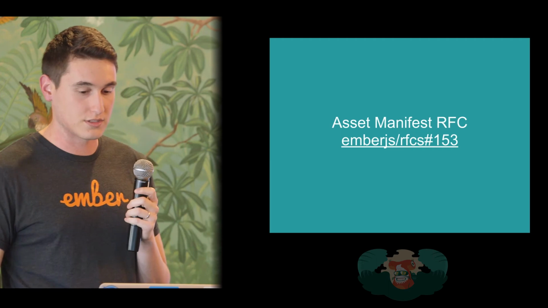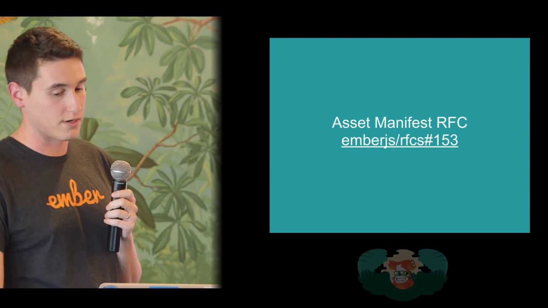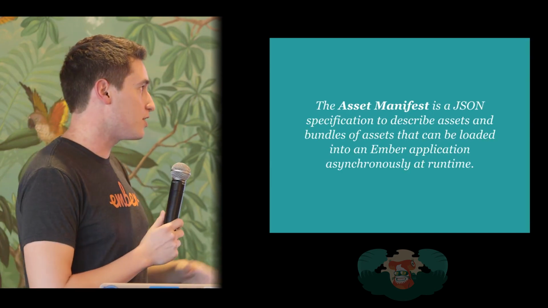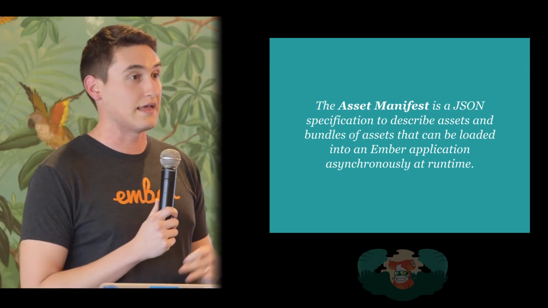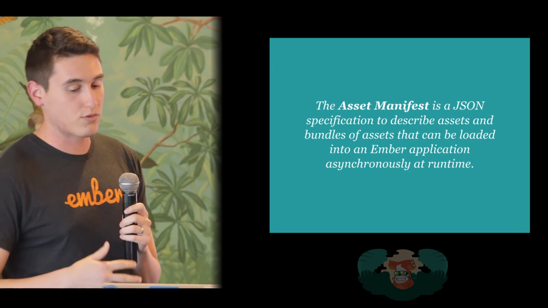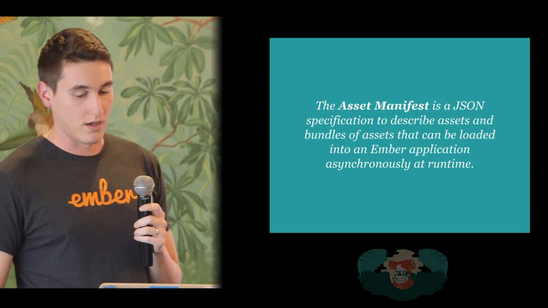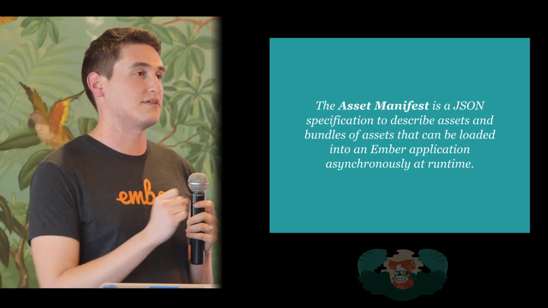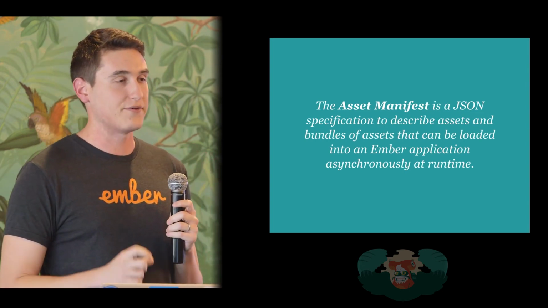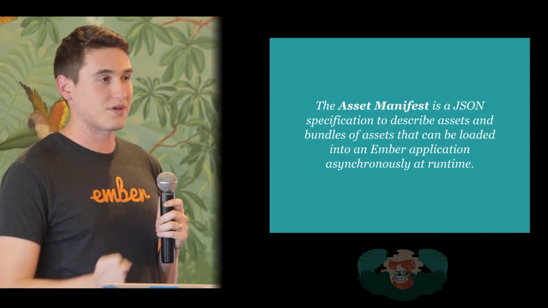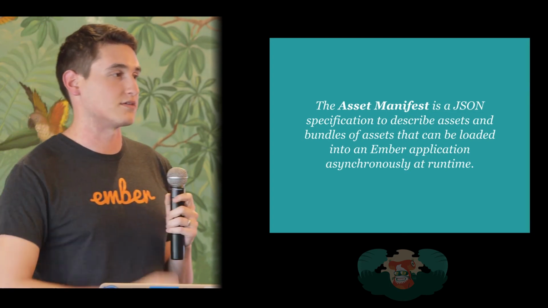And the purpose is really just to propose a specification for how you define what assets are available to load in an Ember application. So it's a JSON specification to describe assets and bundles of assets that can be loaded into an Ember application asynchronously at runtime. In other words, this will tell us what assets are available for loading and how they should be grouped together. This is important because with things like engines, you need to make sure that you have all of the assets for that engine loaded at the same time. If you got the engine.js file, but you don't get the vendor part of that engine, then it's not going to work properly. So we want to make sure things have a grouping mechanism by which they can be loaded.